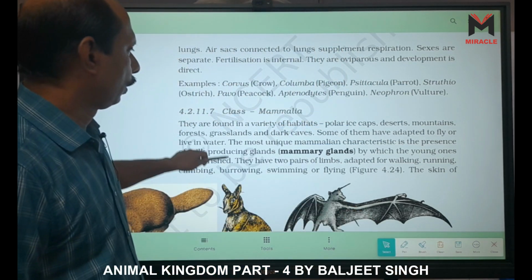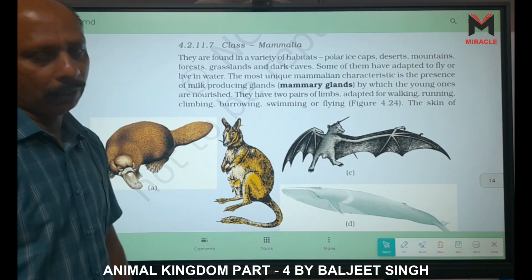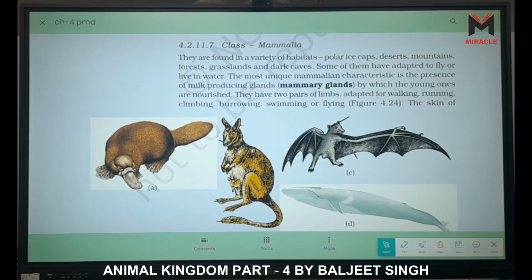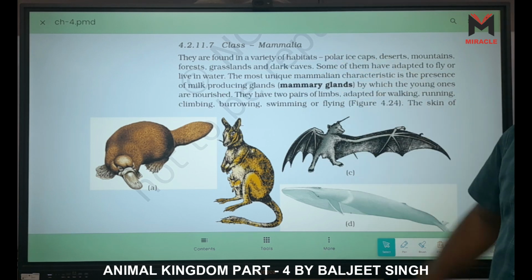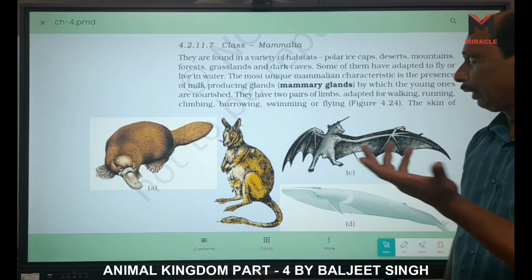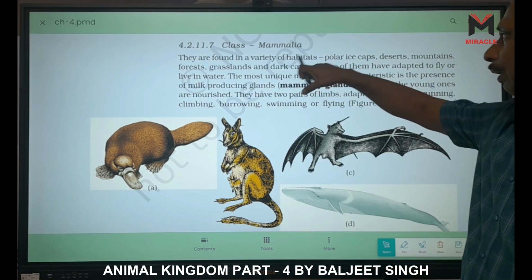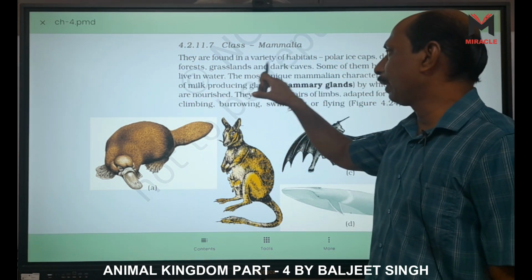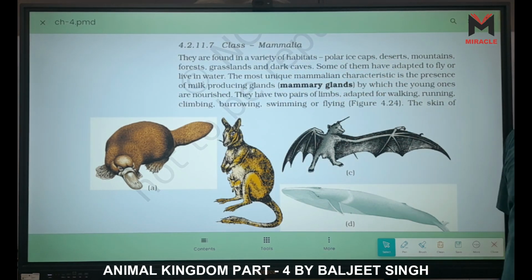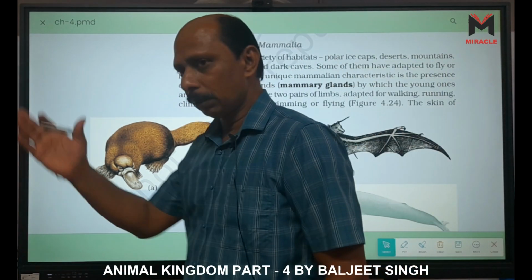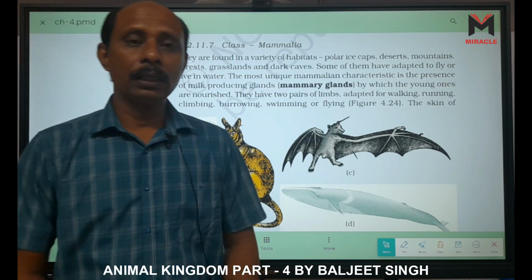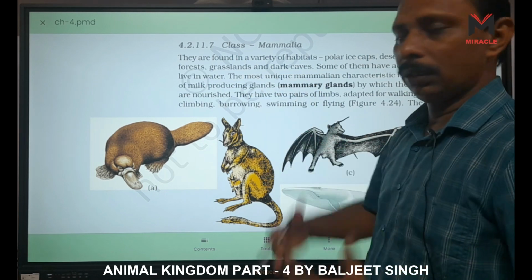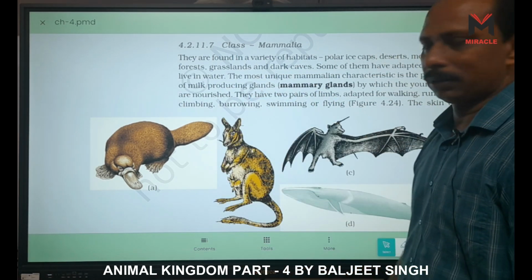Now here our last one, which one? It is mammal, class Mammalia. They are found in a variety of habitats, aquatic, aerial, or terrestrial. Polar ice cap, desert, mountain, forest, grassland, dark caves. Dark caves, like the important caves Ajanta and Ellora caves. When you enter the caves, bunches of bats arise, Pteropus, right?